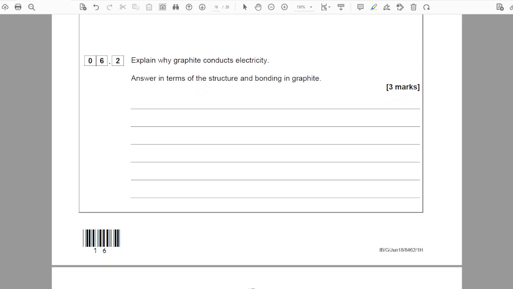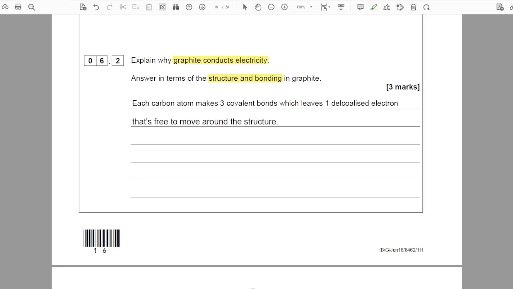6.2. Explain why graphite conducts electricity. Answer in terms of structure and bonding in graphite. So each carbon atom makes 3 covalent bonds, which leaves 1 delocalized electron, which is free to move around the structure. This moving electron can carry charge throughout graphite and therefore it can conduct electricity.